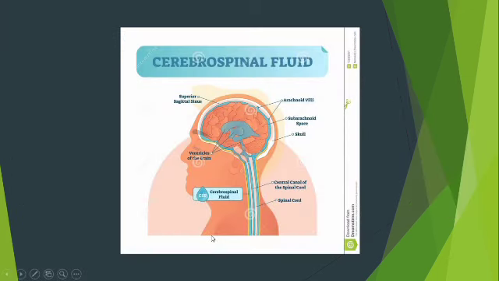So here you can see the cerebrospinal fluid. It is colored blue, and these are the three cerebral ventricles which are located in the forebrain, and this ventricle is the one which is located in the hindbrain, and this is the central canal of the spinal cord. All of these are filled with cerebrospinal fluid.